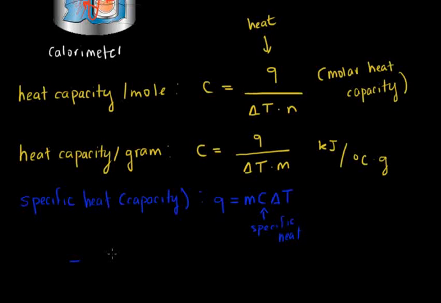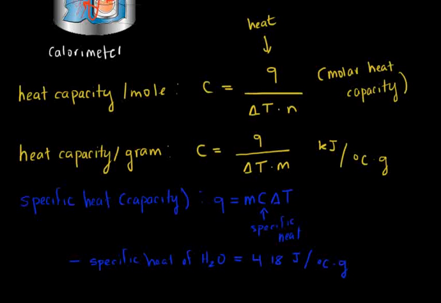And a useful number to memorize. I recommend you actually just straight up memorize this number because it comes up so much in specific heat calculations. The specific heat of water is equal to 4.18 joules per degree Celsius per gram. So it takes 4.18 joules of energy, of heat, to increase the temperature of 1 gram of water by 1 degree Celsius.